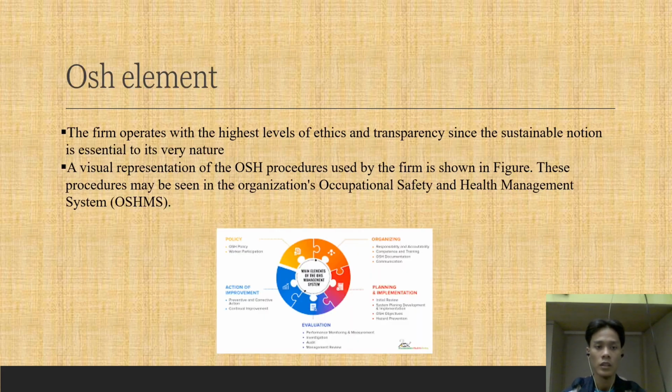For the OSH element, the firm operates with the highest levels of ethics and transparency since the sustainable notion is essential to its very nature. A visual representation of the OSH procedures used by the firm is shown in the figure below. These procedures may be seen in the organization's occupational safety and health management system.